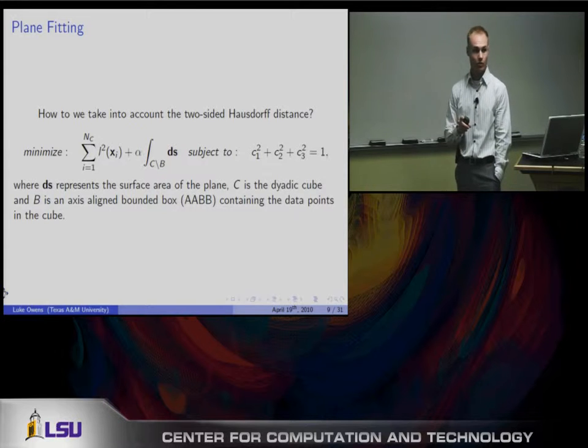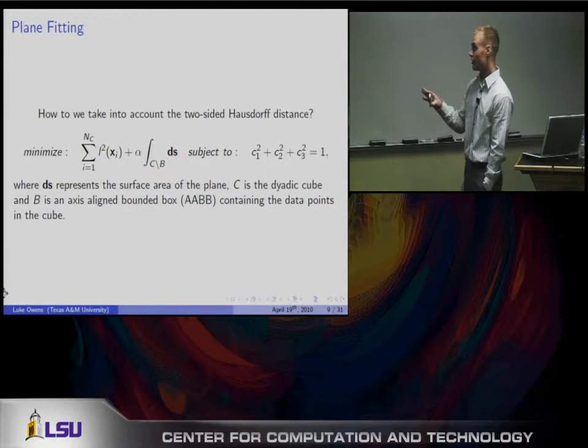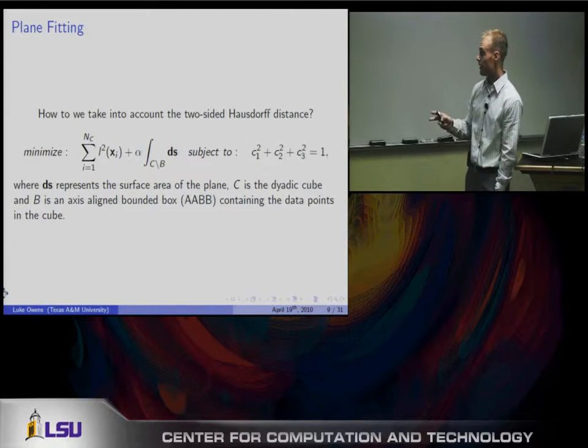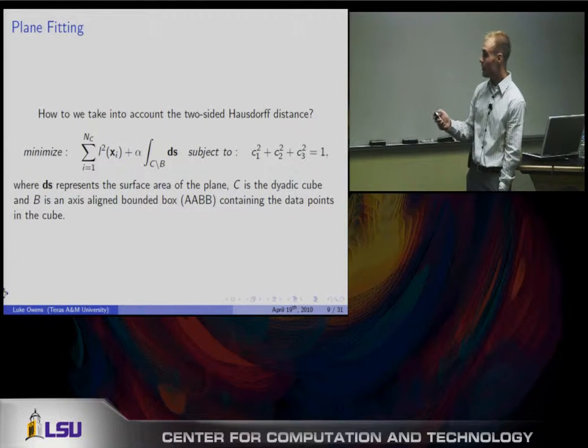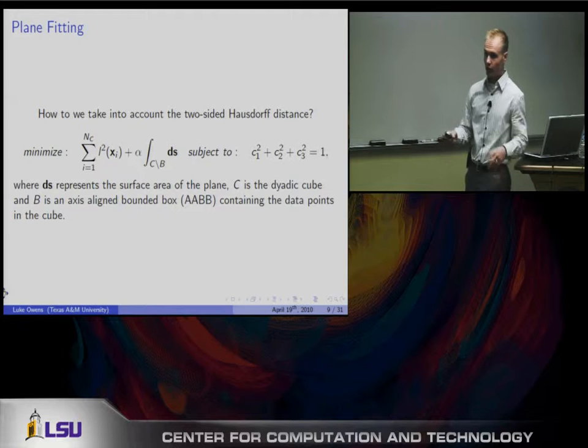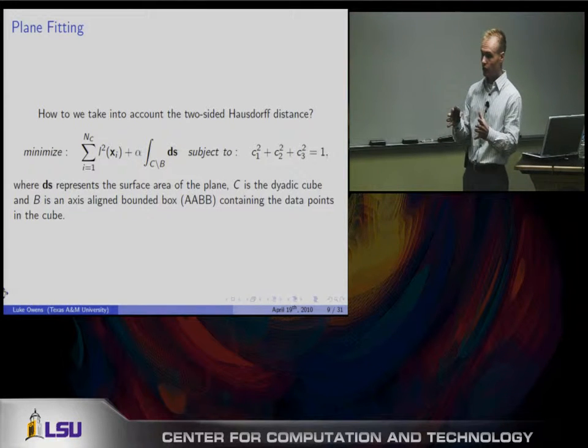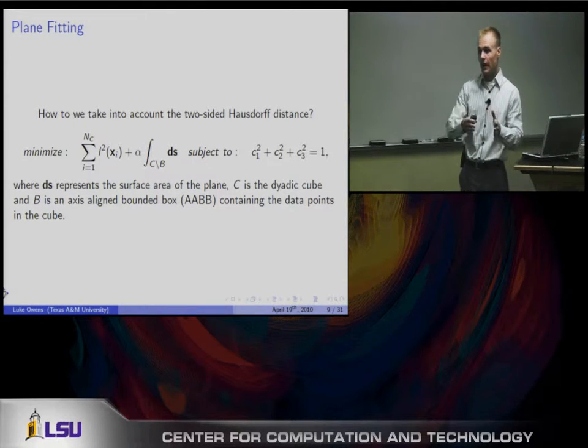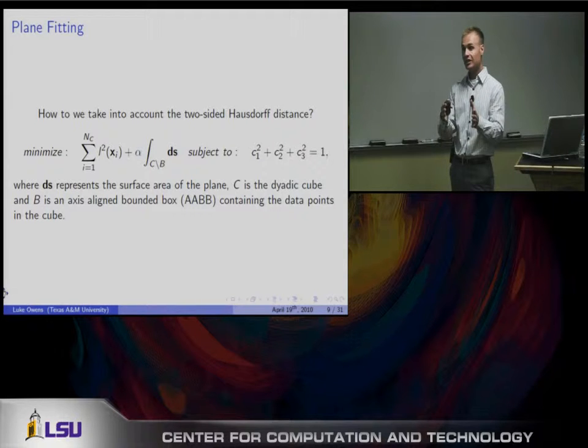So what we've given so far has been pretty standard. So this, I think, is sort of a new idea. I haven't seen it before. So what we do is we minimize this first piece. This is the points to plane piece here. And then we minimize this component here. Well, what is this? ds is the surface area in the dyadic cube that is outside of a bounding box that bounds our data.